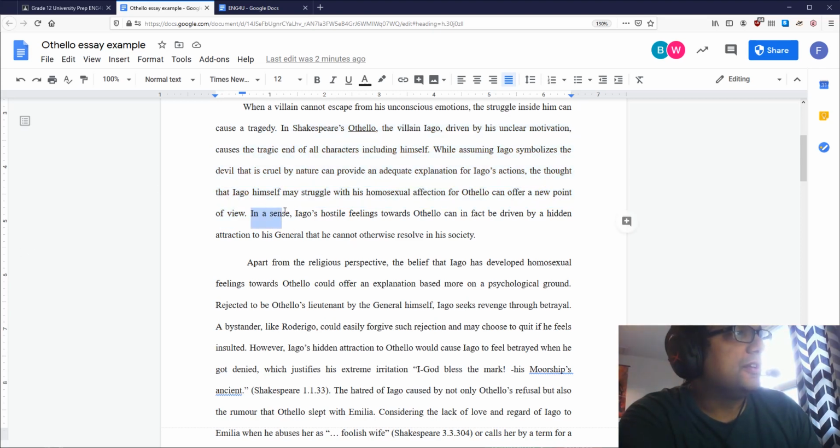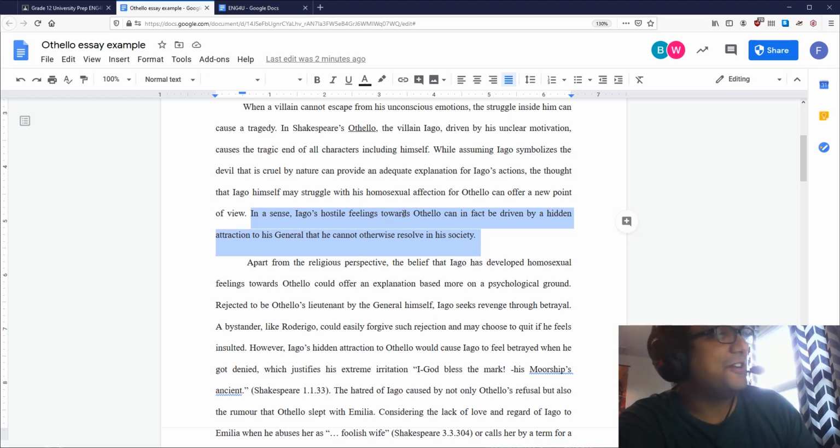Now let's see here. The thesis then is, in a sense, Iago's hostile feelings towards Othello can in fact be driven by a hidden attraction to his general that he cannot otherwise resolve in his society. So there's the very strange thesis, right? But this thesis is good because it articulates a clear position. So what this person is trying to prove is that Iago secretly is in love with Othello.